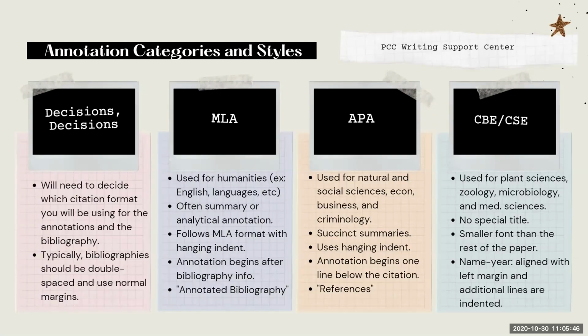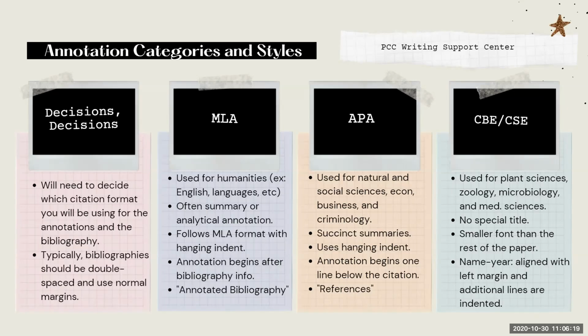Annotation categories and styles. So as we mentioned, you will need to decide which citation format you will be using in order to make sure that you're putting together the annotation and the bibliography correctly. Normally, bibliography should be double spaced and use normal margins, so 1-inch margins all around, unless otherwise specified by your professor. So the first is MLA, also known as the Modern Languages Association.